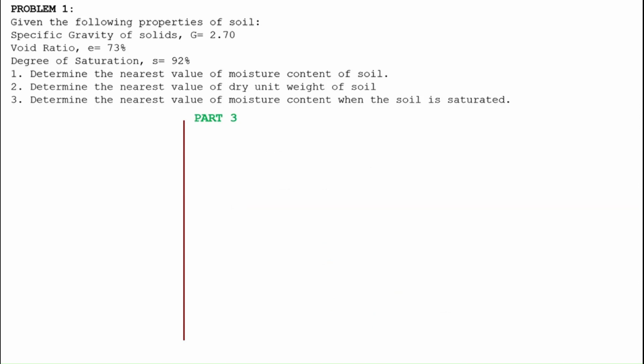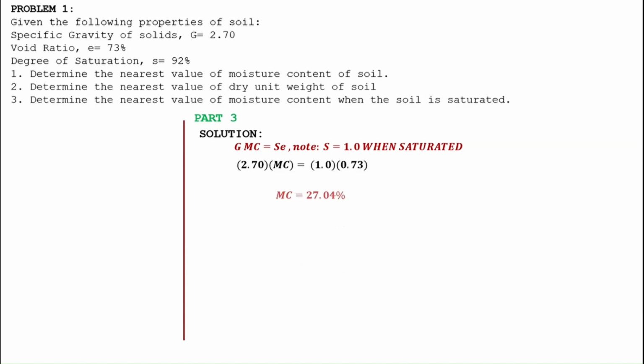For our solution to the last part of the problem, we have to take note that the soil is already saturated. In this case, our degree of saturation is equal to 100% or just 1.0 in decimal. Recalling the relationship of basic soil properties given by GwC is equal to Se. Substituting values, we get 2.7 times moisture content is equal to 1.0 times 0.73. Solving for the moisture content, we will get moisture content is equal to 27.04%.